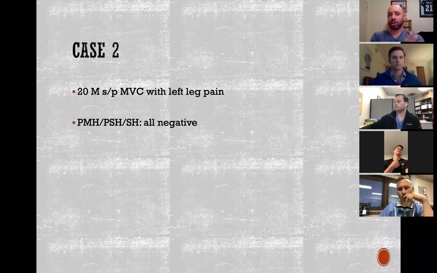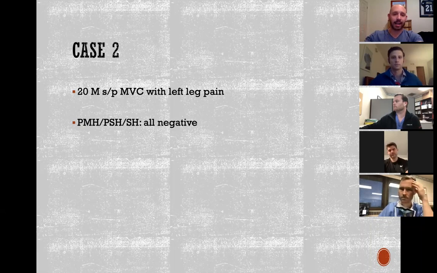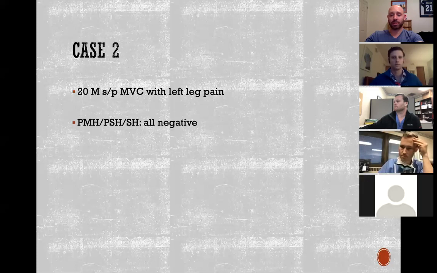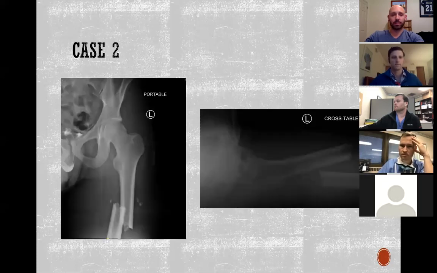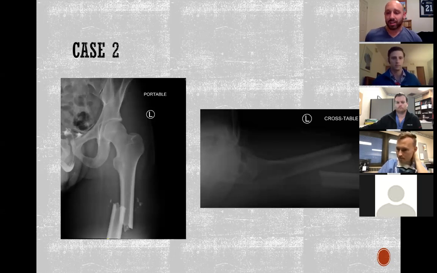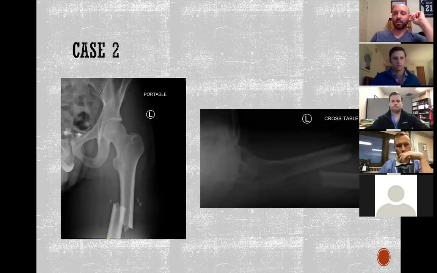You get a call from the trauma team that says, hey, this guy has a femur fracture, leg pain, past medical history, past social history, all this is negative. You can go to the next slide, Joe. So they get these x-rays. Does anybody want to volunteer to go through what they see on the x-rays? If not, one of our residents can go through it.